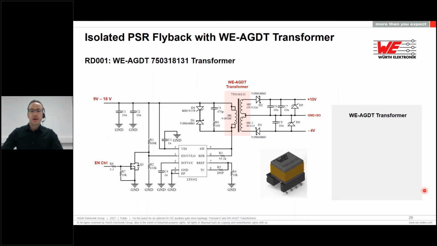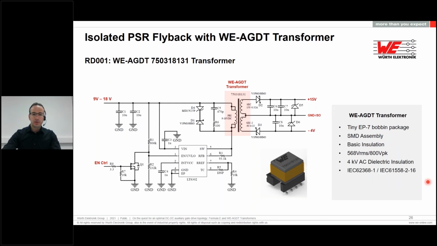Now a bit about the HDT transformer. It has been designed using a really small EP7 bobbin assembly. It has been modified slightly. You can see an extended rail here in order to meet creepage distances for safety standards. It's a surface mount component, pick and place ready. It features basic insulation for a working voltage of 568 volt RMS, 800 volt peak, and 4 kV dielectric insulation.